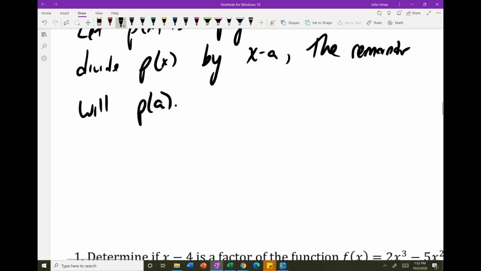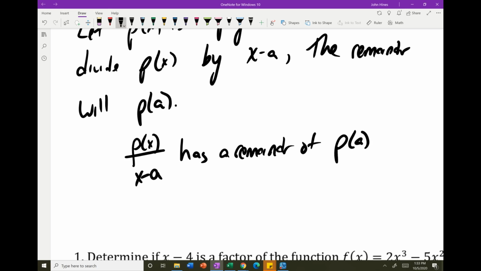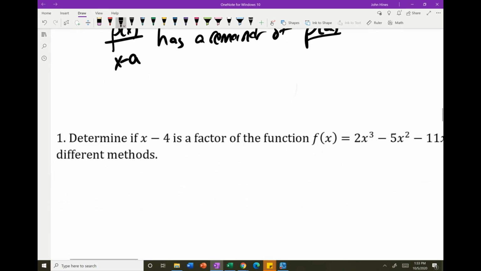So what does this mean? If I have a polynomial that I'm dividing by x minus a, that quotient has a remainder of p of a. Take the opposite value of the divisor, this 0, right? If I have a factor of x minus a, I have a 0 of a. Plug in that opposite value into the function, and that actually equals the remainder.